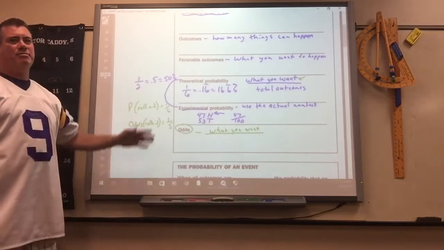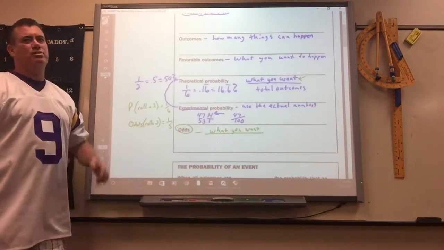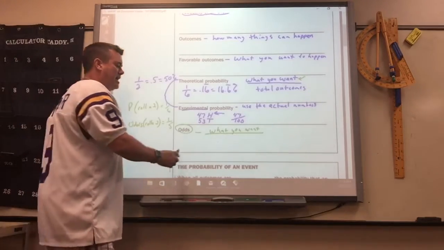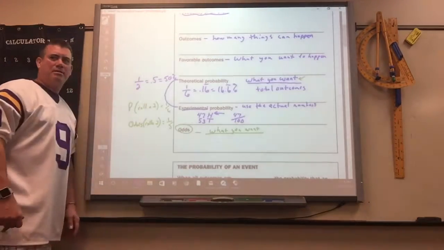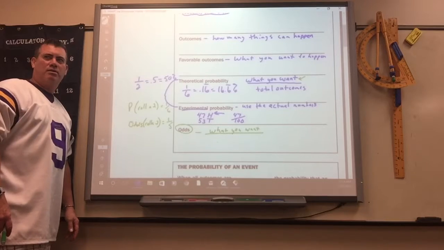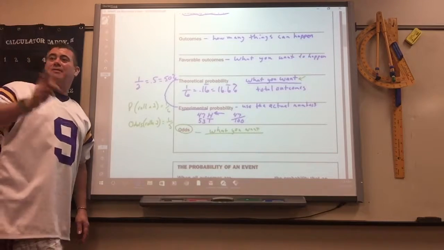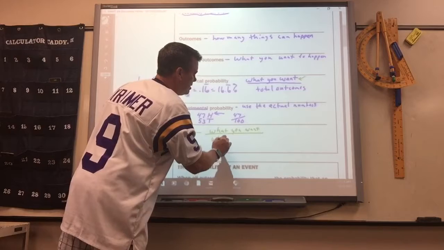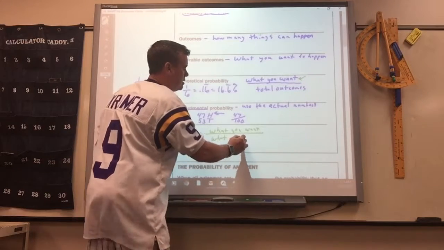It's 1 to 5 for the odds of rolling a 2. Now, any guess what that means that goes on the bottom? It's what you want over the rest, all what's left. What you don't want.